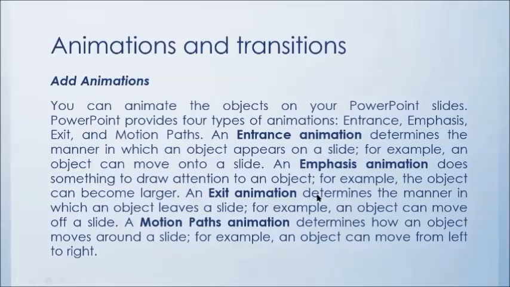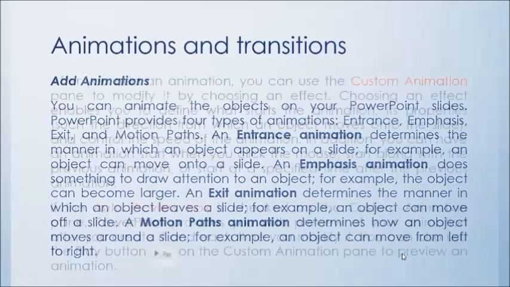An exit animation determines the manner in which an object leaves a slide. For example, an object can move off a slide. A motion path animation determines how an object moves around the slide. For example, an object can move from left to right.